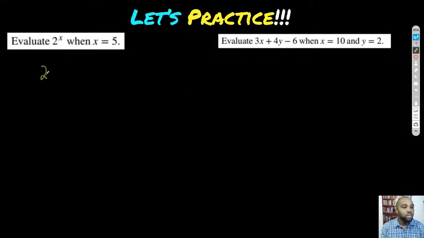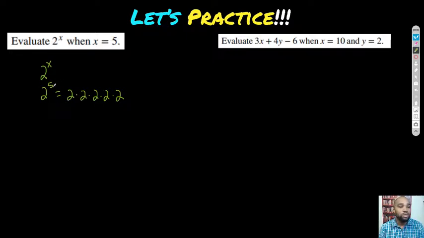Evaluate 2 to the x when x equals 5. So now we're simply going to put a 5 in place of x. And if you remember what we did in our exponent lesson, we know that this is the same thing as 2 times 2 times 2 times 2 times 2. We've got 5 2's multiplied. Please don't confuse this for 2 times 5.